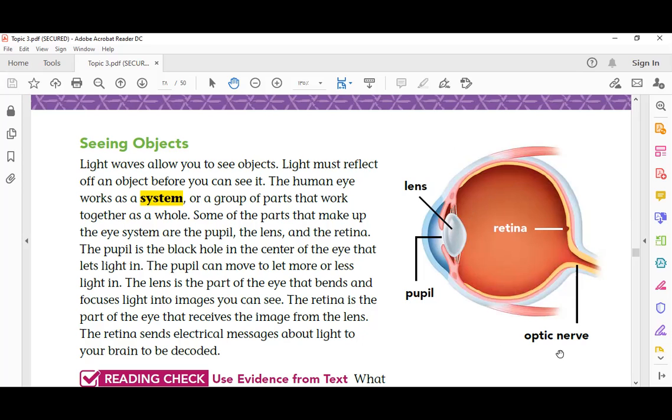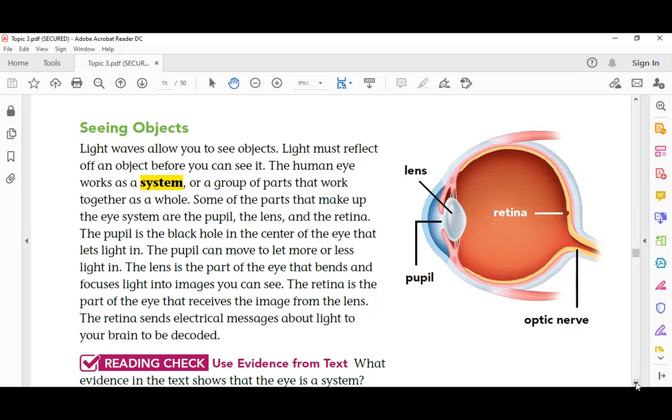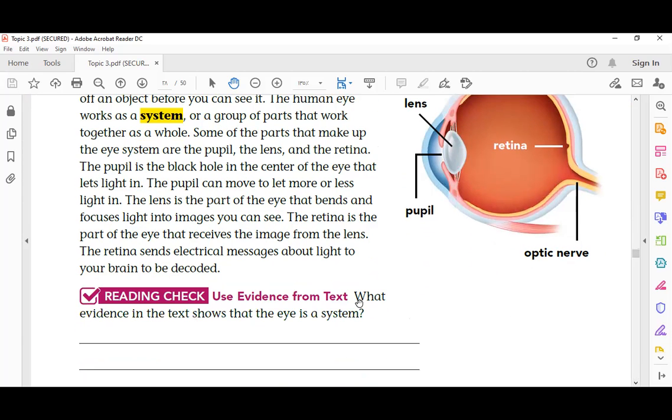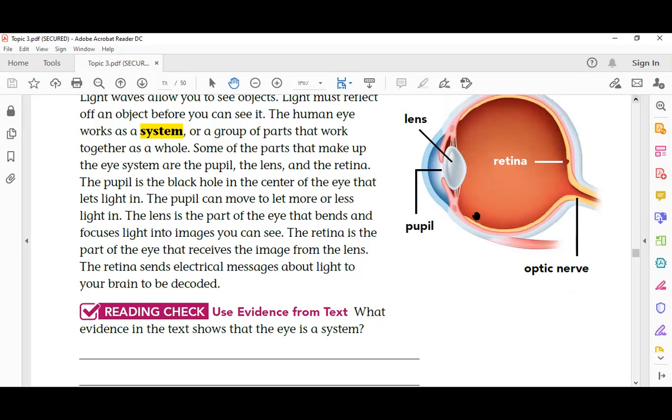Okay, who can answer this question? What evidence in the text, or where is the evidence in the text, shows that the eye is a system? Can you find evidence from the text? Yes, can you answer?